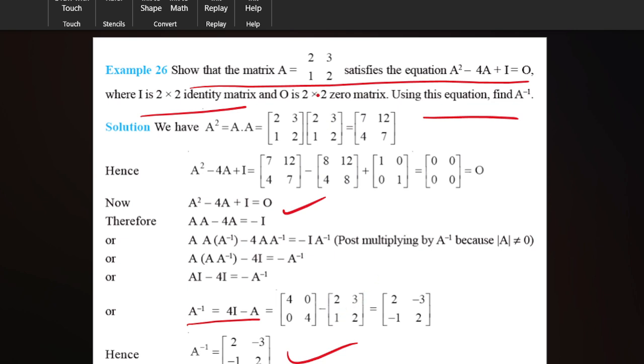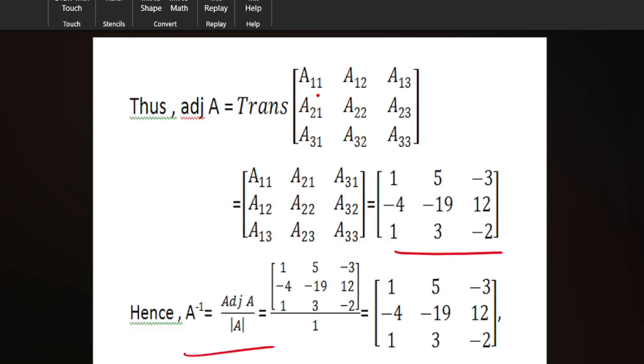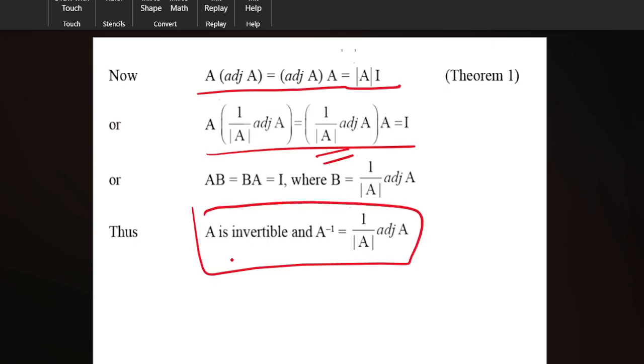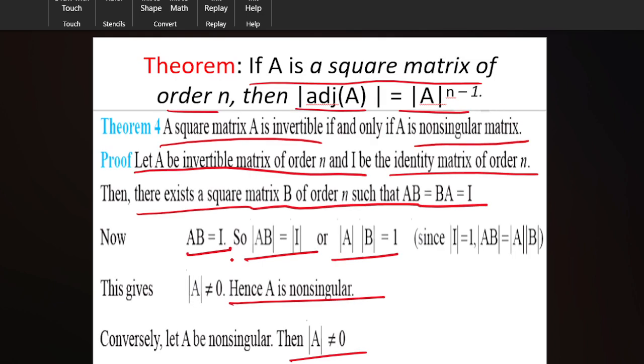Now let us see what we have seen. A inverse means adjoint of A by determinant of A. You remember this, which is very, very important. Now (AB) inverse equals B inverse into A inverse; this can be proved. Now the determinant of adjoint of A, where A is a square matrix of order n, can be written as determinant A power n minus 1.